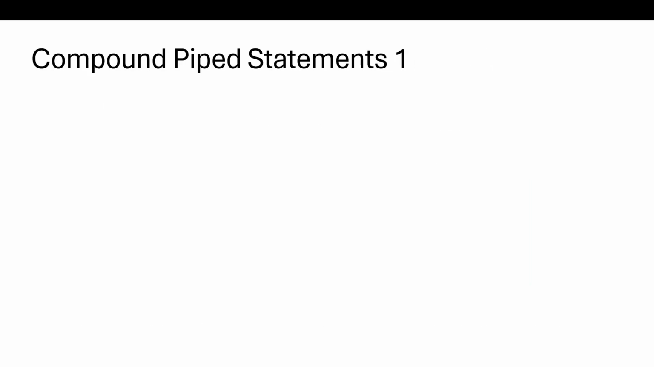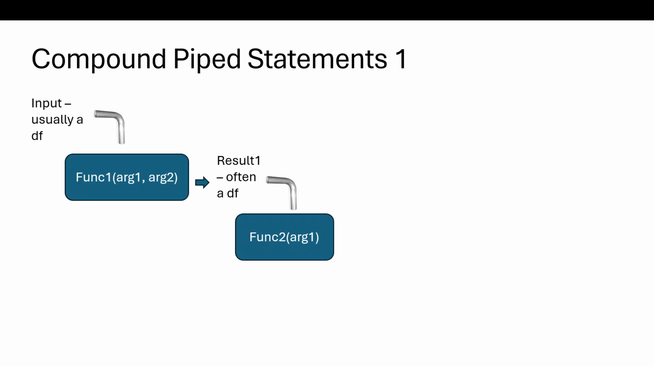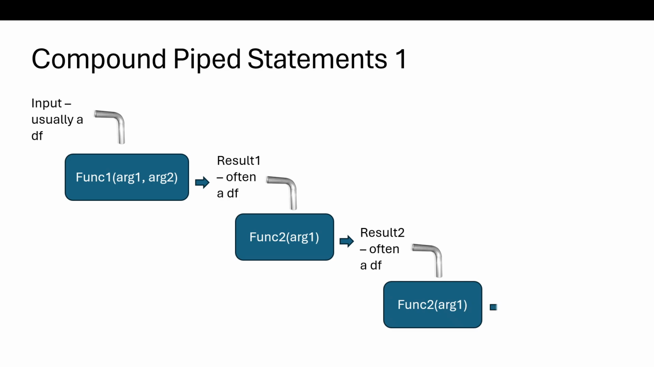Now the interesting thing when you have pipes is that you can have compound pipe statements. Let's take an example here. We know that the input is usually a data frame. We pipe it to the first function, and then the result is a data frame which we can then pipe to another function, whose result is a data frame which we can then pipe to yet another function, and so on. This is the advantage of using pipes, that you can perform one operation, take the result, perform another operation, and so on, which is very common when you're doing data analysis.